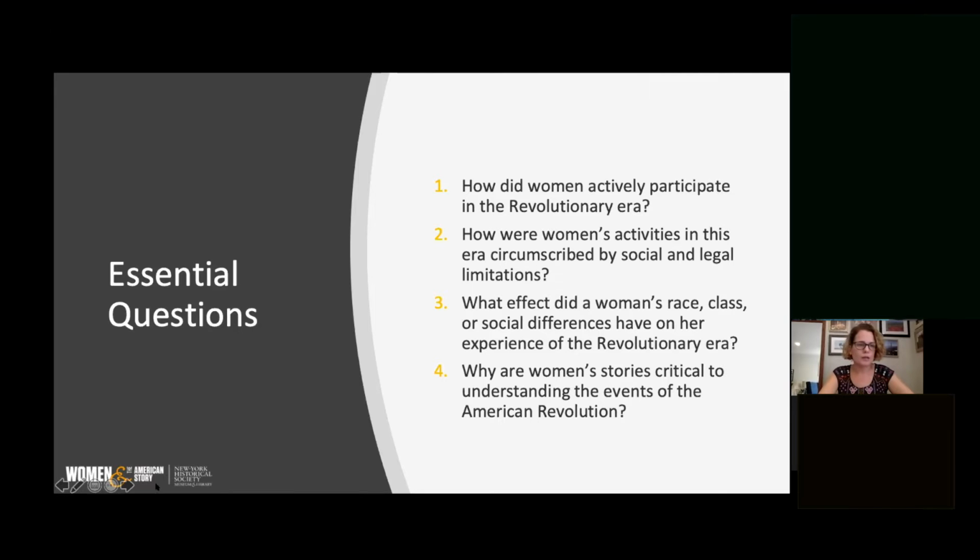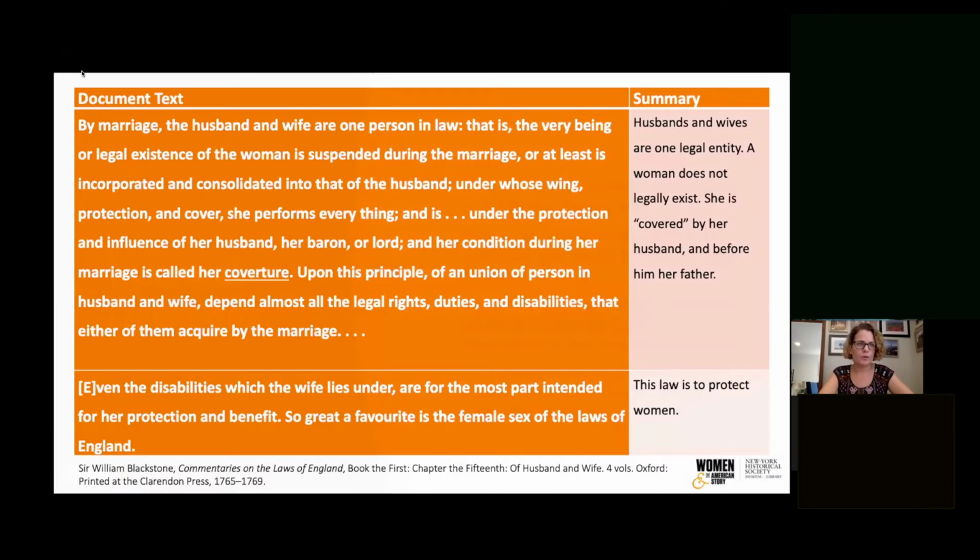Okie doke. So we're going to start here with this resource. I'm going to read this aloud, and as we read, I would like you to consider what this document reveals about the legal status of women in the British colonies, getting at one of those essential questions.